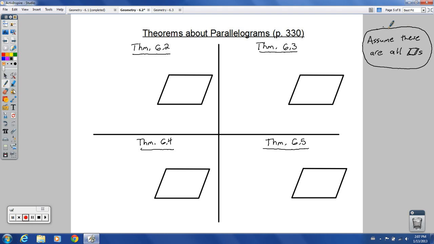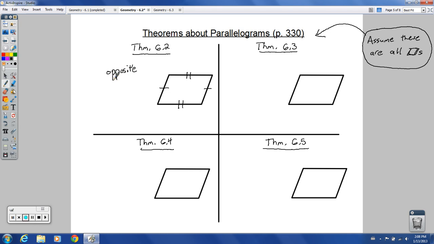So we're going to assume that these are all parallelograms. Alright, so what do we have here? Theorem 6.2, we're assuming that these opposite sides are parallel. You can also say, if that's true, that opposite sides are going to be congruent as well. So this is a property about parallelograms that always holds true. We're not going to prove it, but it can be proven to be true.